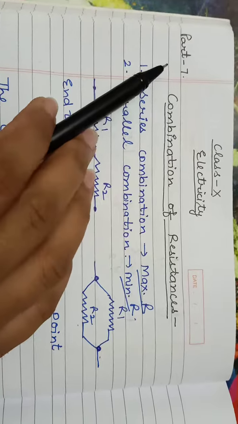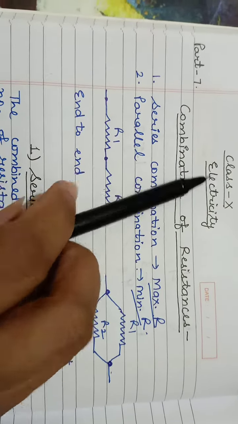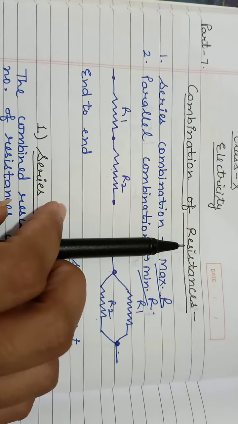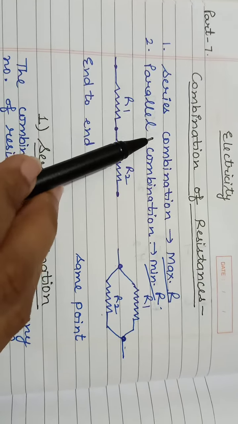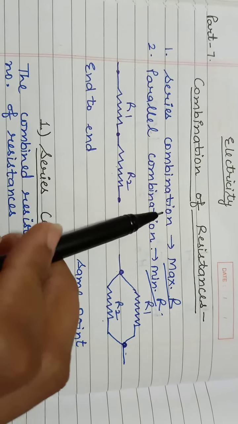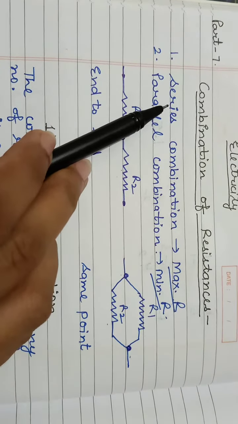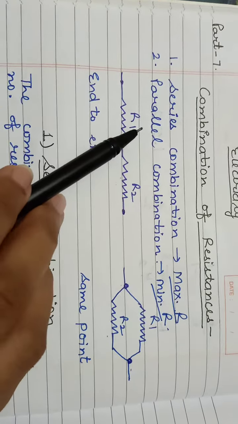Today, this is the seventh part of the chapter Electricity for class 10th, and our topic is the combination of resistances. We have two types of combinations. That means the resistances are combined in two forms, in two types. The first is the series combination and the second is the parallel combination.